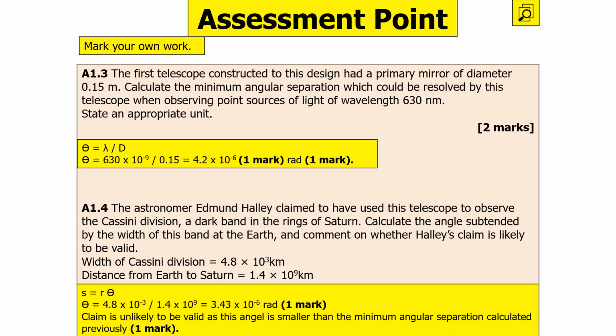And this last one, s is equal to r theta, so you can work out theta, which is 3.43 times 10 to the minus 6 radians. Leave your conclusion that it's unlikely to be valid because this angle is smaller than the minimum angular separation we calculated previously, so it's unlikely to have been true.